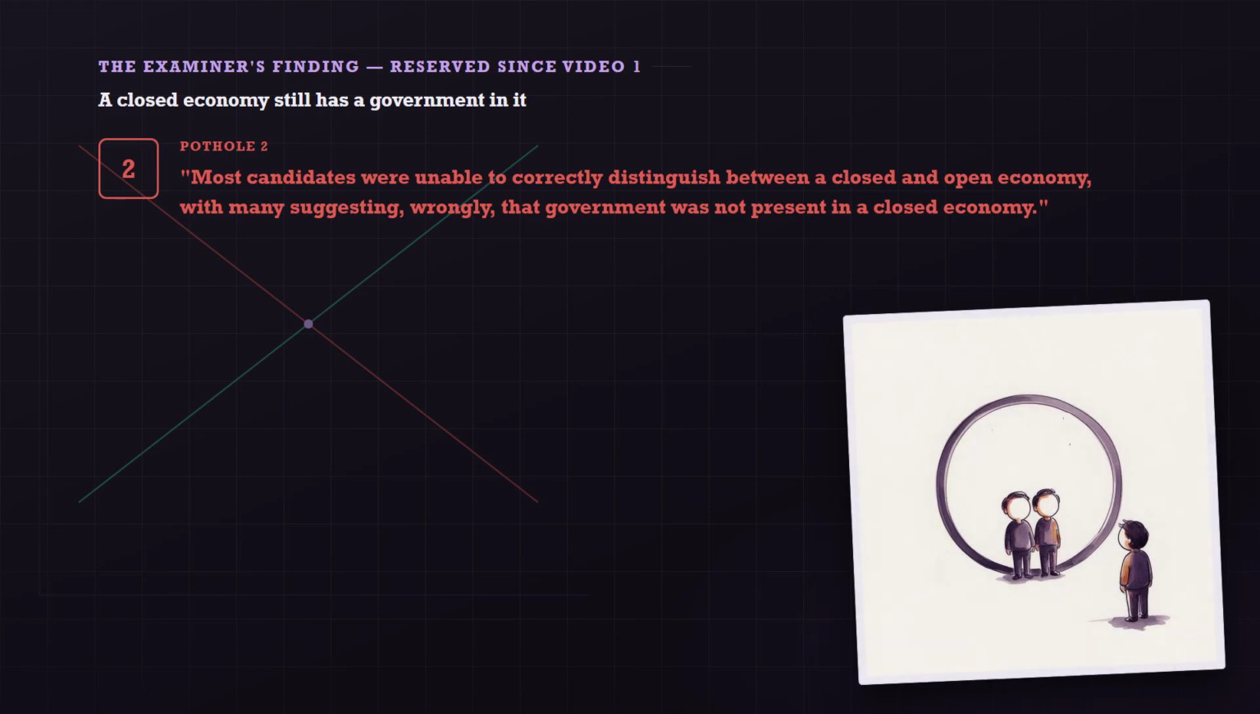Here's a second finding on the circular flow of income itself, reserved from this series' very first video, since it turned out richer than expected. Most candidates were unable to correctly distinguish between a closed and open economy, with many suggesting wrongly that government was not present in a closed economy.